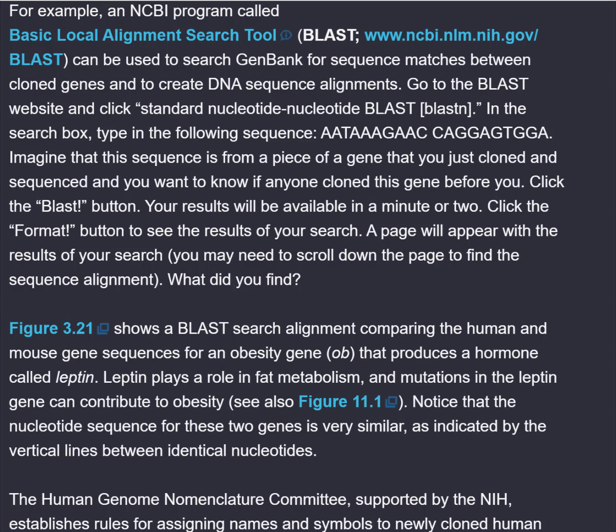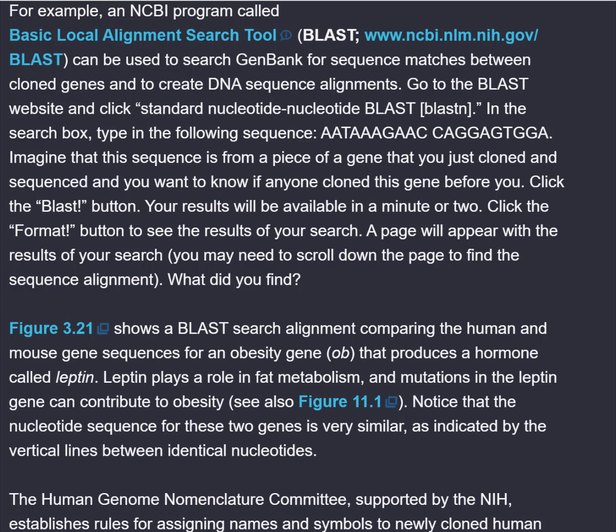Go to the BLAST website and click Standard Nucleotide BLAST. In the search box, type in the following sequence, EATAGA. Imagine that this sequence is from a piece of a gene that you just cloned and sequenced and you want to know if anyone cloned this gene before you. Click the BLAST button. Your results will be available in a minute or two.